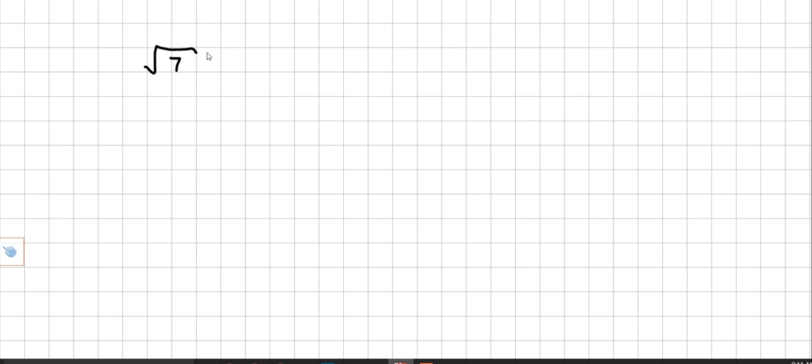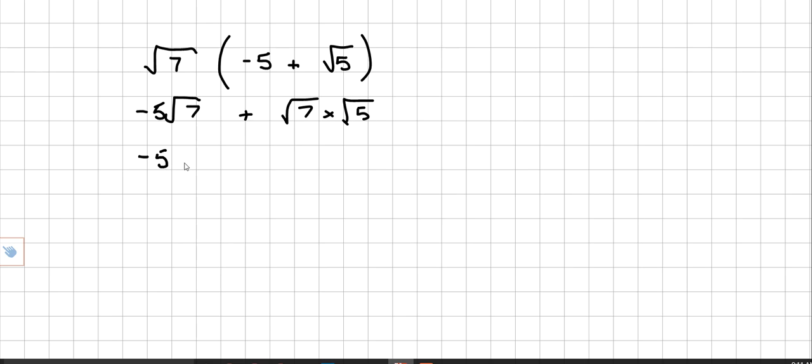Root 7, bracket, -5, plus root 5. Wait, that one's not negative. Yeah, it was just a slip of the pen. Not to the power, it doesn't have one. So this is not a binomial expansion question. This is just an expansion, so this would be -5 root 7 plus root 7 times root 5, which would be minus 5 root 7 plus root 35.